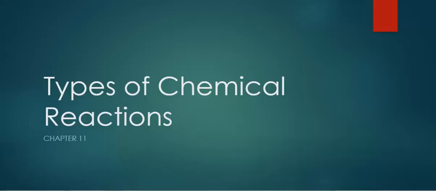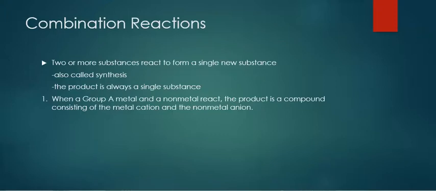Types of chemical reactions: there are 5 general types of chemical reactions. The first type is combination, where 2 or more substances form a new substance. So I'm going to produce one product in a combination reaction.